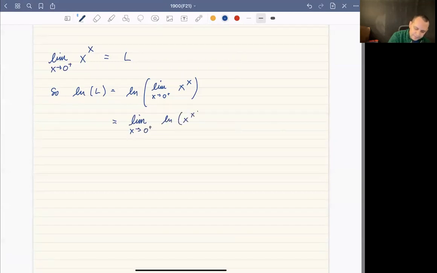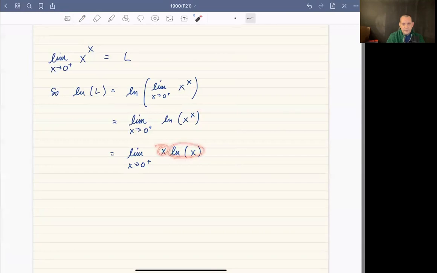The reason we want to do that is that now we can take our exponent and move it down in front. So this is the limit as x approaches 0 of x times the natural log of x. And this is, again, indeterminate. Taking the natural log doesn't fix any indeterminacy problem. This is still 0 times infinity. So let's think about how we deal with that.